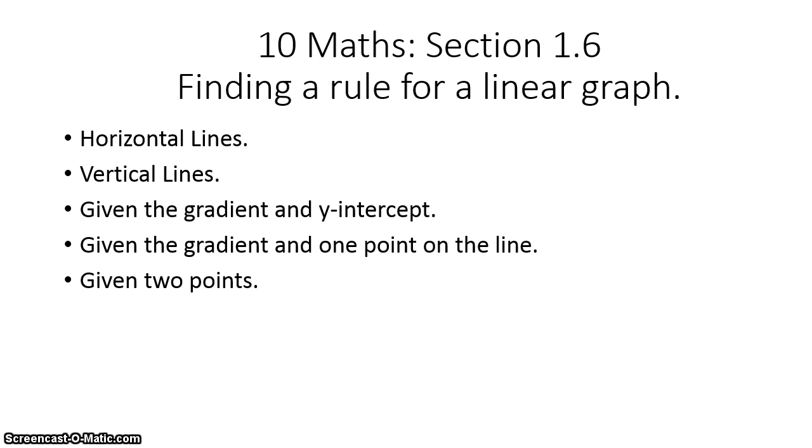Section 1.6, finding a rule for a linear graph. Now this is really just building on what we already know from our last exercise, so this won't be too difficult. The different things we're going to look at: horizontal lines, vertical lines, given the gradient and the y-intercept, how do I find the rule? Given the gradient and 1 point on the line, how do I find the rule? And also, how do I find the rule given 2 points?